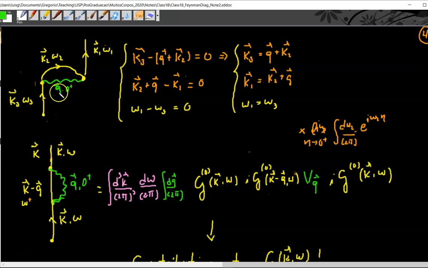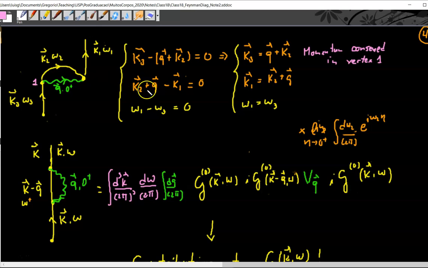This q, I can choose the direction, and I'm going to choose it to be flowing this way, so that this is positive, this is also positive this way. Essentially k3 is entering and k2 plus q is leaving the vertex. So this is the conservation of momentum at vertex 1, right? This vertex 1 here.